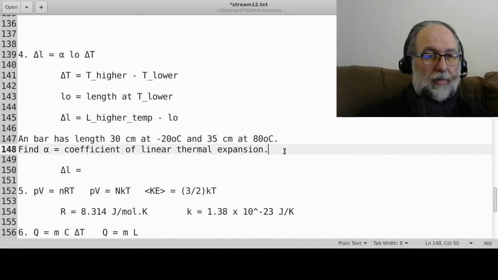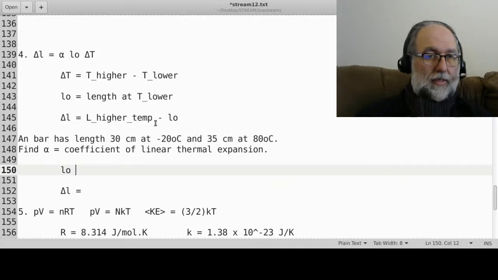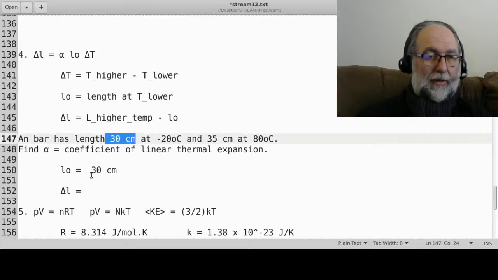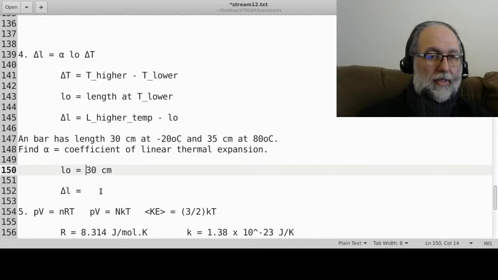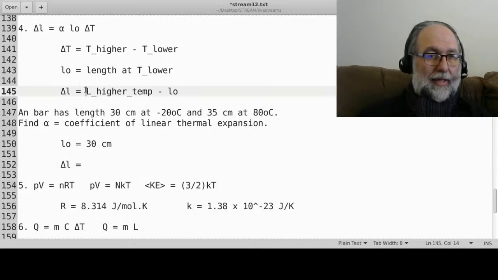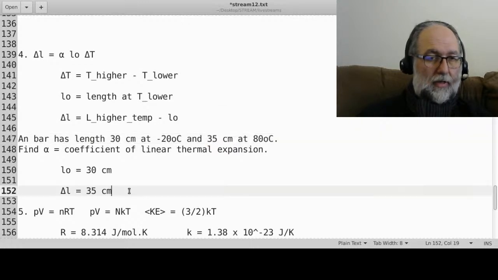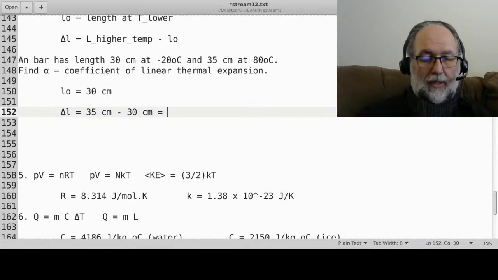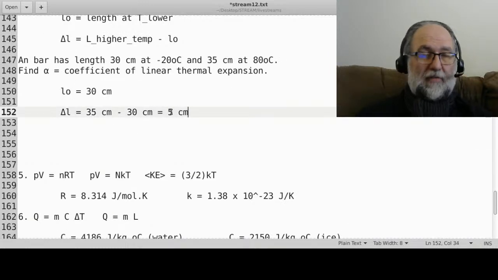Well, let's start off with L naught. L naught is the length at the lower temperature. Okay. And the lower temperature is the minus 20. And so L naught is going to be 30 centimeters like that. Okay. Delta L is going to be the length at the higher temperature minus the length at the lower temperature. So the higher temperature is 35. The lower temperature was 30 centimeters like that. And that means that the length expanded by 5.